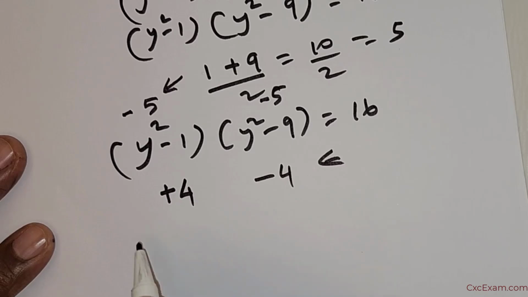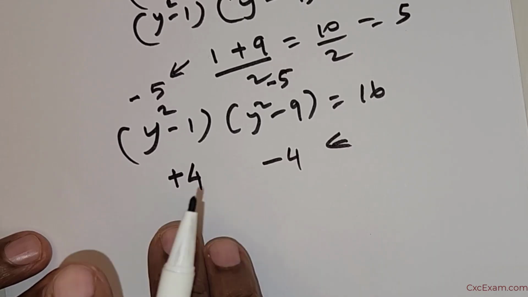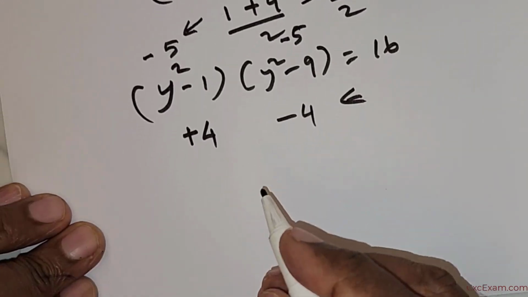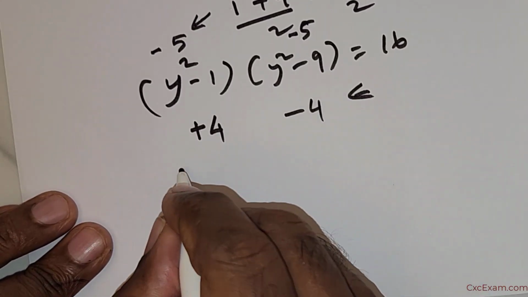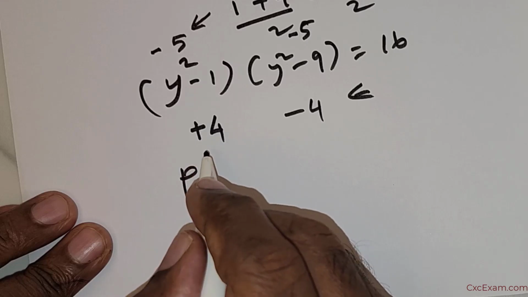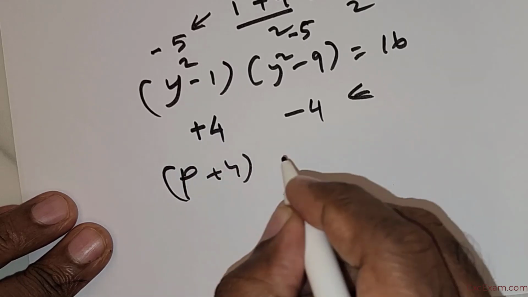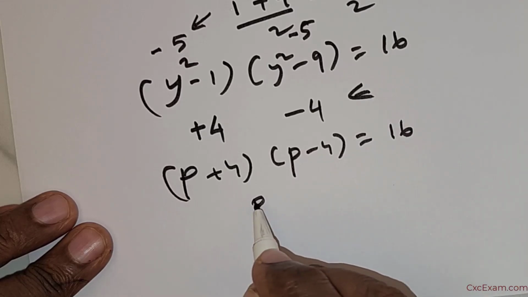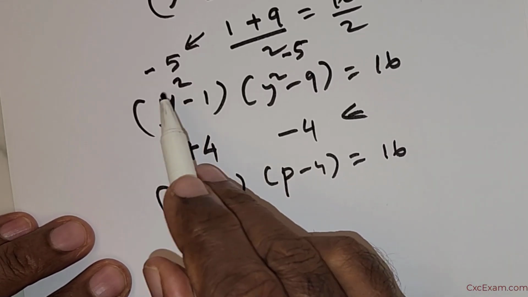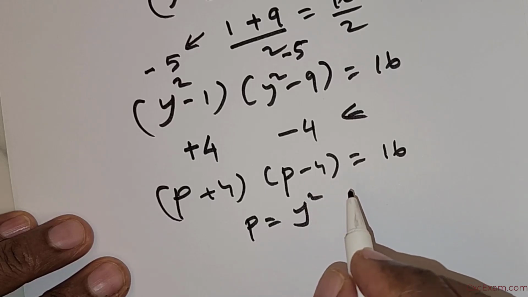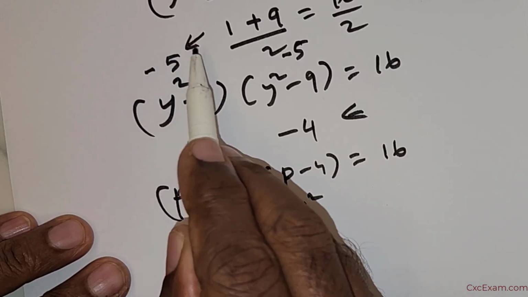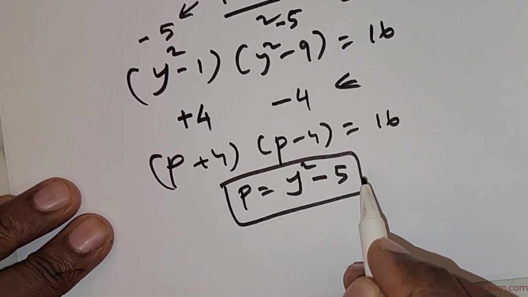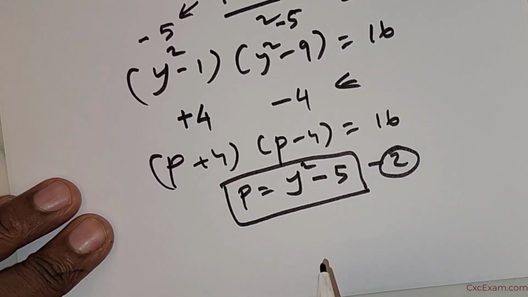Now I'm going to rewrite this with a new variable. Just like I rewrote this entire system with a new variable y, I'm going to rewrite this system with a new variable p. So that is going to be p positive 4 times p negative 4 is equal to 16. Now p will be this variable y squared, added up with this value which is negative 5. So that is going to be my second equation.